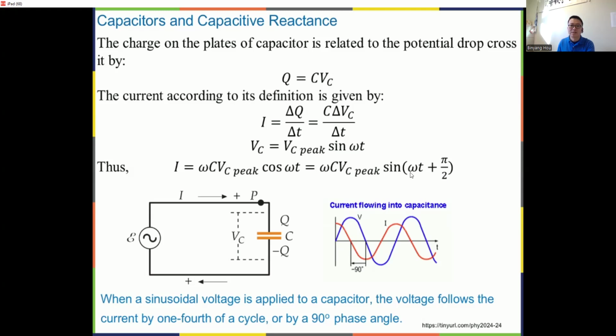So when this is 0, it's actually a peak value of sine of 2 pi. And then your voltage will peak later by pi over 2, which is 90 degrees. And this is exactly 1/4 of the cycle of the sine function or cosine function.